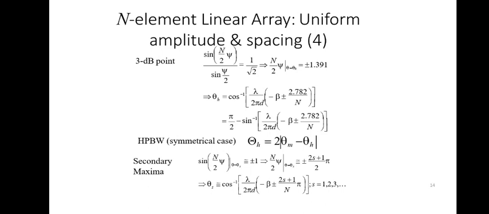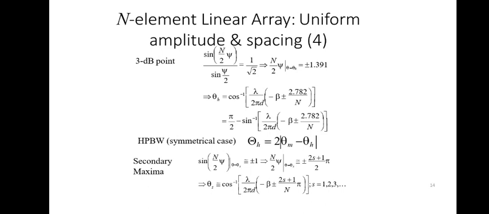So when it is possible, nψ/2 at θ equal to θh, that is the HPBW, is equal to plus or minus 1.391. So θh is equal to cos inverse of λ by 2πd into minus β plus 2.782 by n. And again it results like this: π by 2 minus sin inverse of λ by 2πd into minus β plus or minus 2.782 by n, because what are the sin and cos relations? Sin of 90 minus θ equals cos θ, and cos of 90 minus θ equals sin θ.